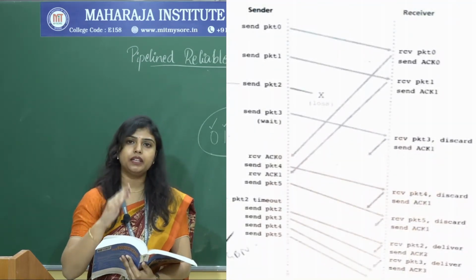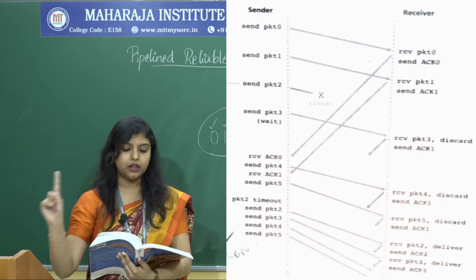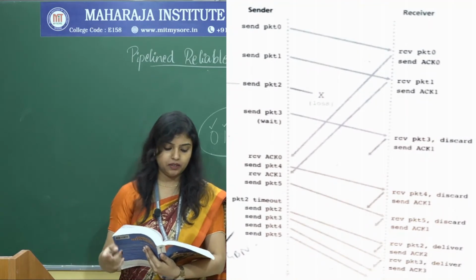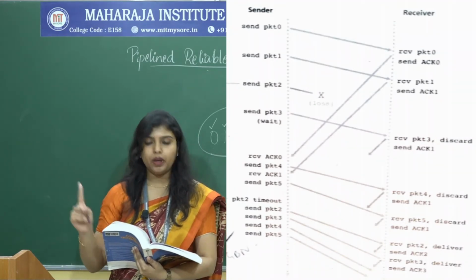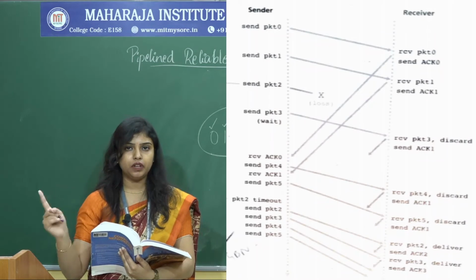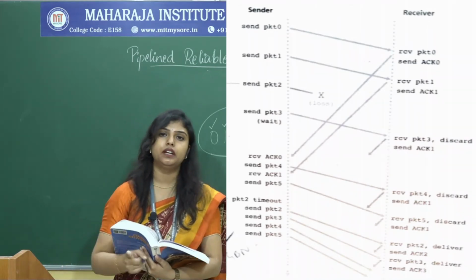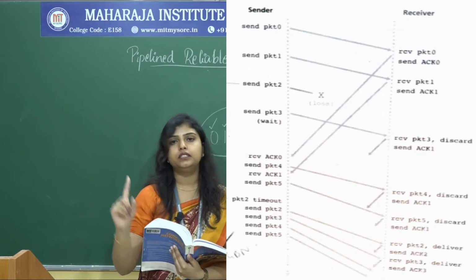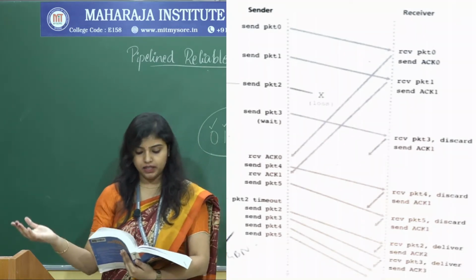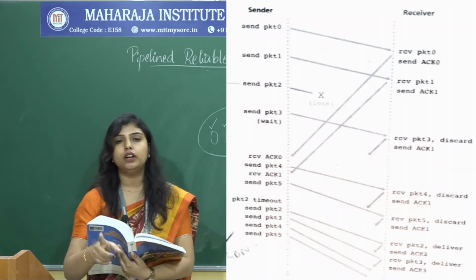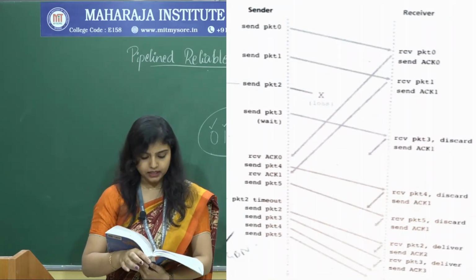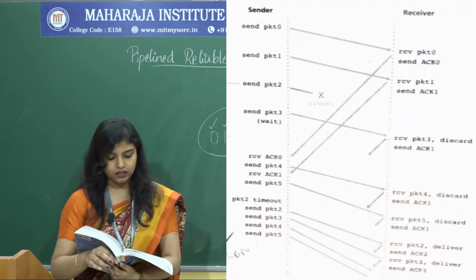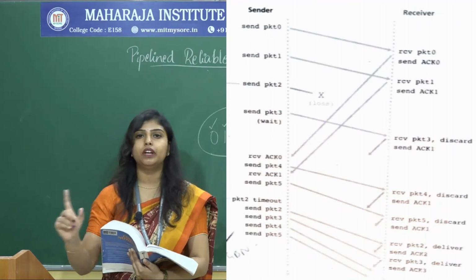From the sender, packet 0 is sent and received by the receiver, and acknowledgement 0 is also sent by the receiver. Then packet 1 is sent, received by the receiver, and acknowledgement 1 is sent. Packet 2 is sent, but while travelling it is lost. Packet 3 is sent and received by the receiver, and since it has not received sequence number 2, it discards packet 3 and sends acknowledgement 1 again.